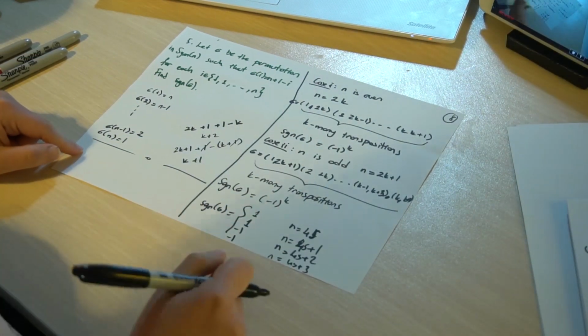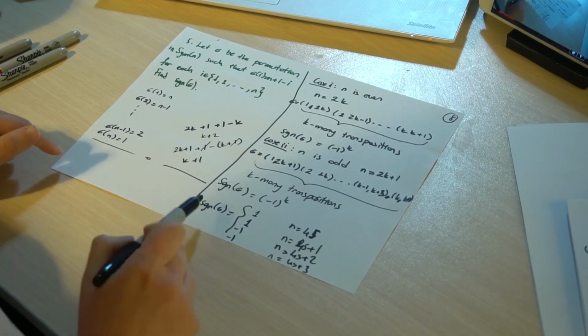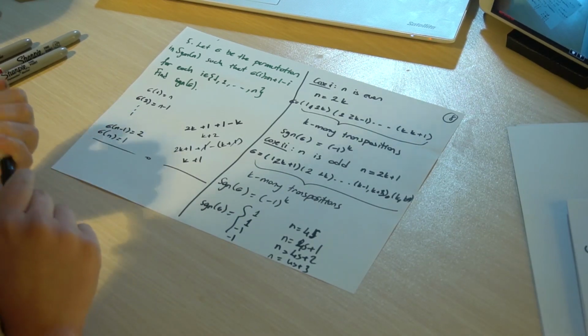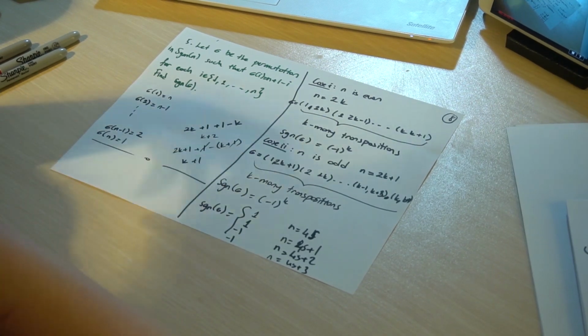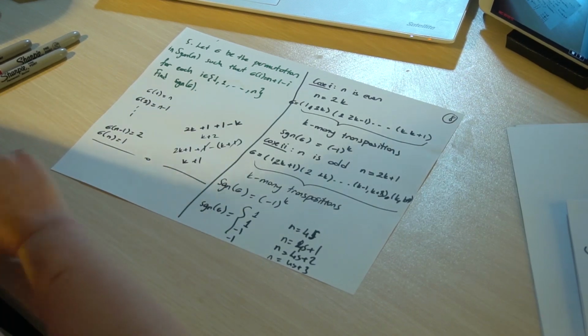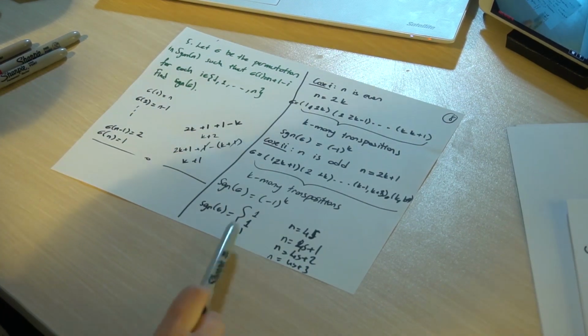So this is the sign of sigma. If n is equal to 0 or 1 mod 4, then it's equal to 1. And it's equal to minus 1 if n is equal to 2 or 3 mod 4.